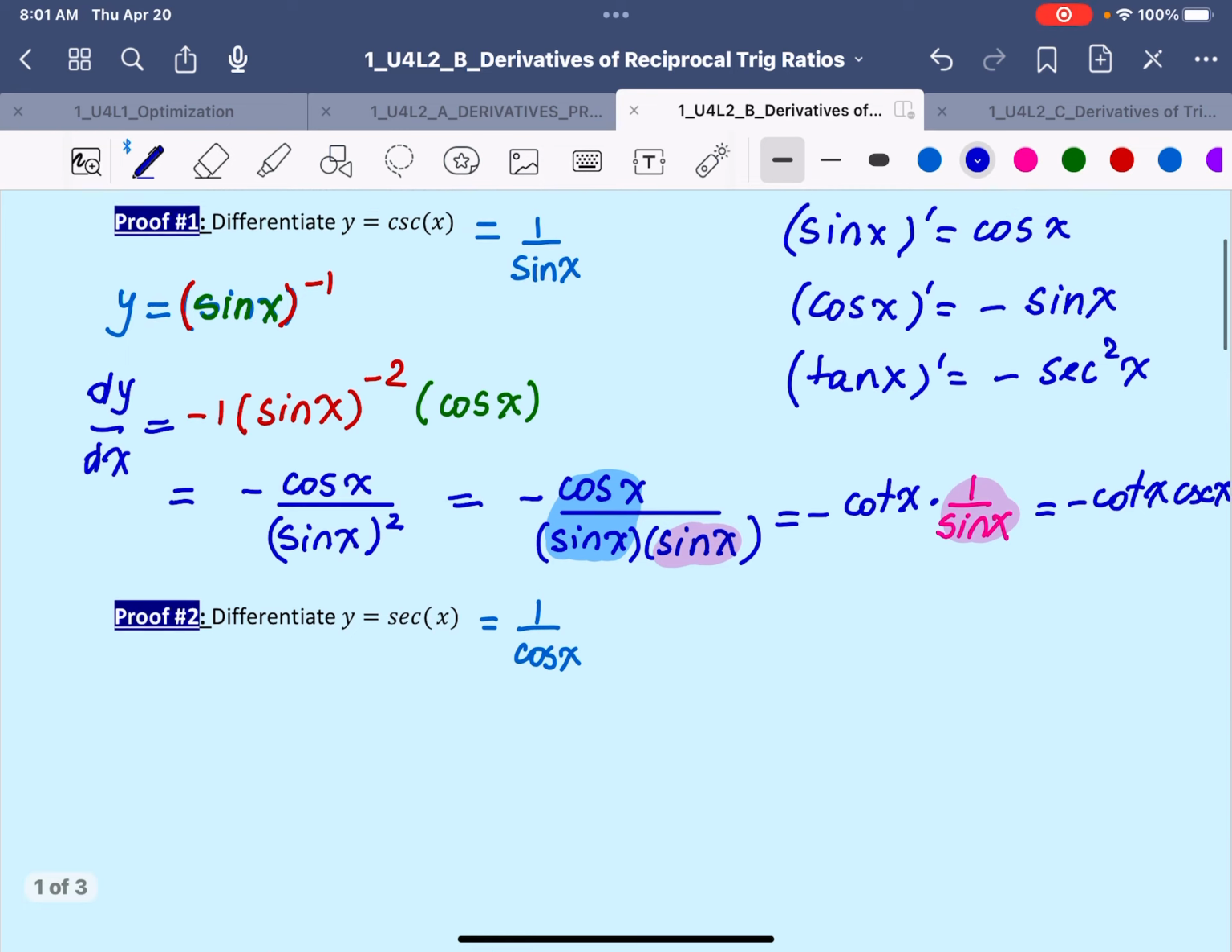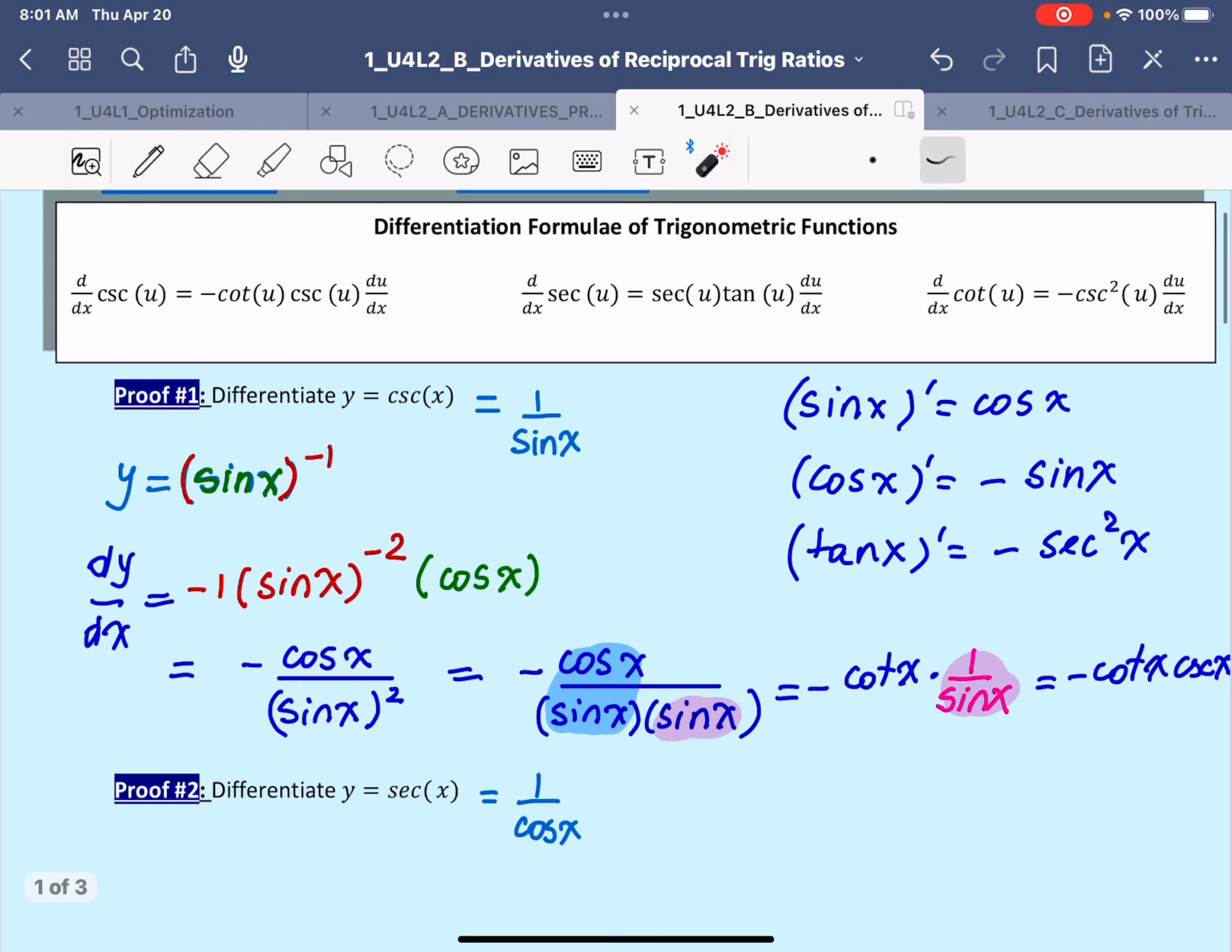So as a result, then we're going to say that the derivative of the cosecant function would equal cosecant function itself multiplied by the cotan function with a negative. And if we have a function inside the angle, a function u, dependent on x, then we have to multiply by the derivative of the inside, which is du dx.